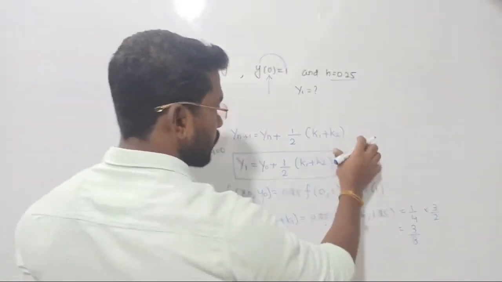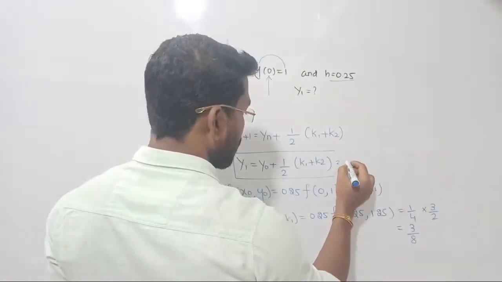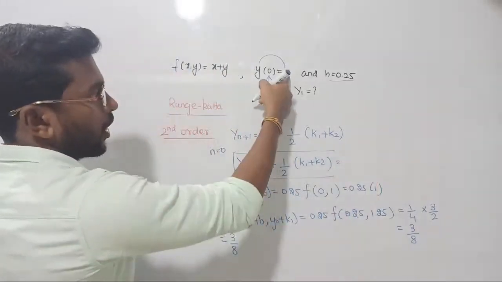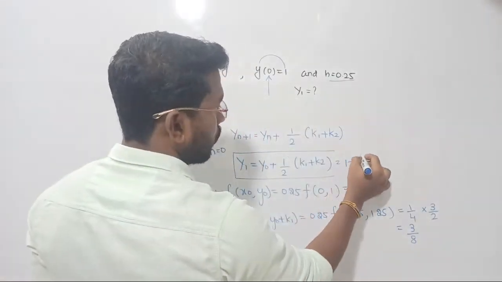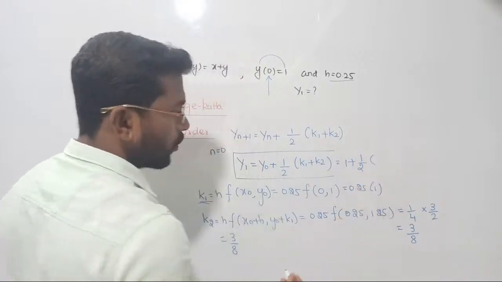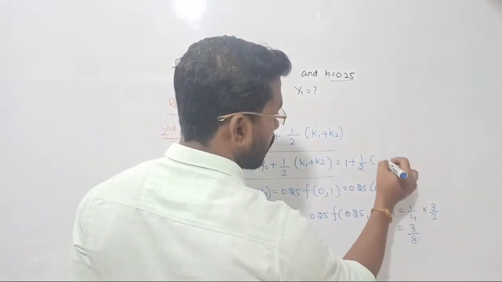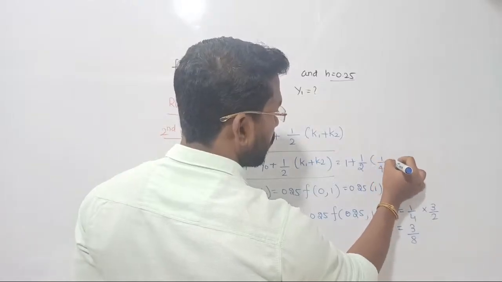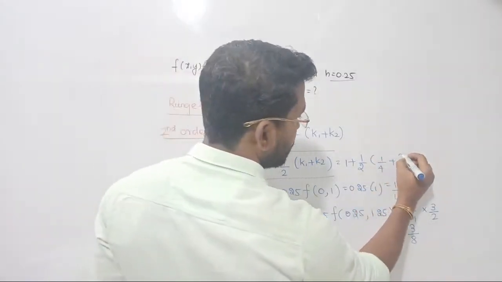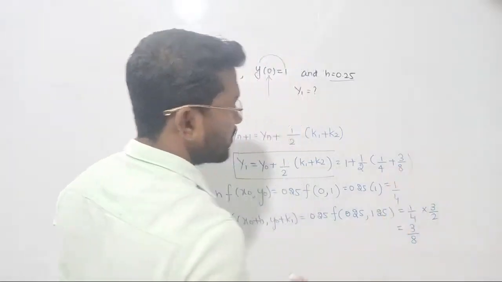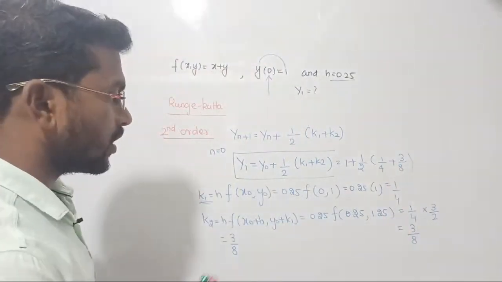Let's substitute those two values here in order to find the solution. That is going to be y0, which is 1, as already given, plus 1 by 2. What is the value of k1? k1 is 1 by 4, because 0.25 is equal to 1 by 4. So we substitute 1 by 4 plus k2, which is 3 by 8. Let's reduce this function in order to bring the answer, so let us rub this one now.